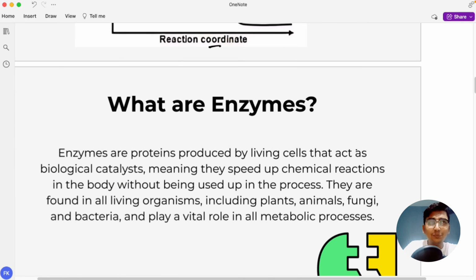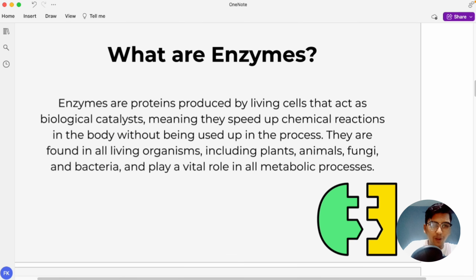Now let's move on to our main topic. What is an enzyme? Enzymes are proteins produced by living cells that act as biological catalysts. So, what is an enzyme made of? It is made up of proteins. Different enzymes are made up of different proteins. What they do is speed up the rate of chemical reactions without being used up in the process.